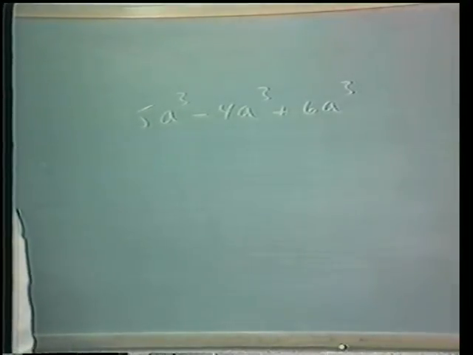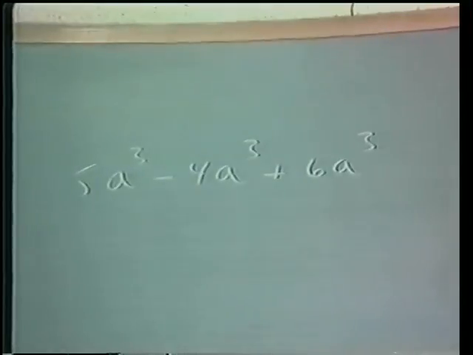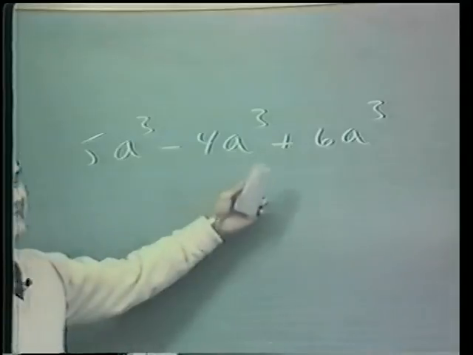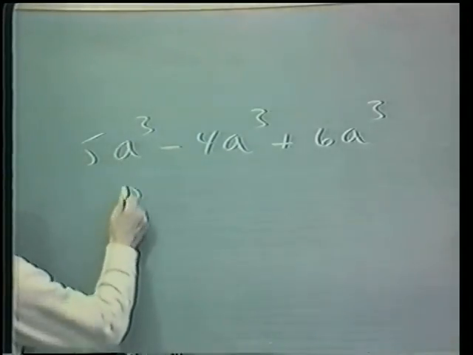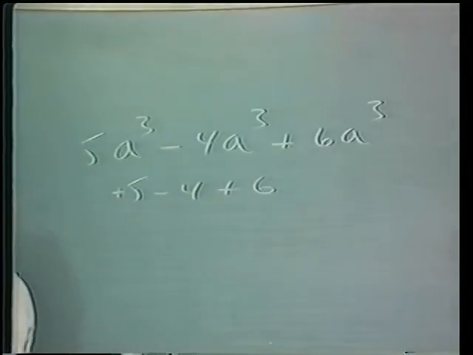Here we go. What do we have for an answer for this particular problem? 7a to the third, 7a cubed, either way. Let's see how we get it. They all have the same label. So all we have to do is add their coefficients. We have positive 5, negative 4, positive 6. So all you see, this is just an operation with adding signed numbers, no more.